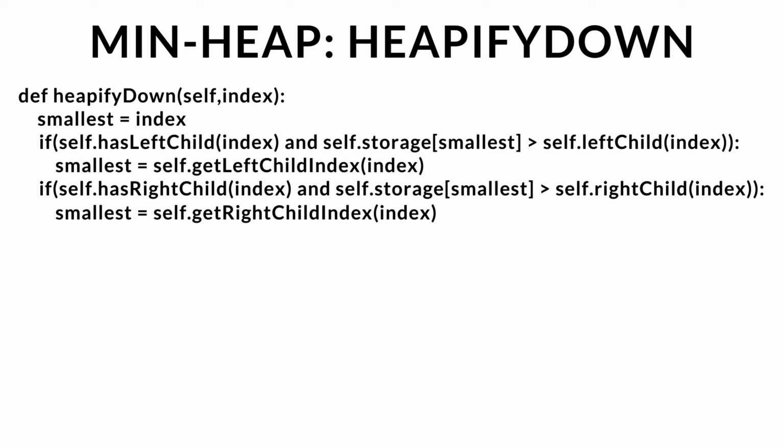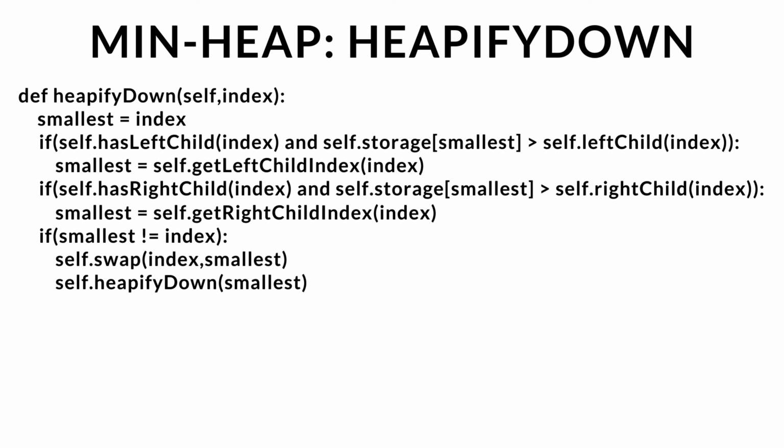Now that we know who the smallest is, we now check to see if the smallest is not equal to index. And remember, index being the current node that we're at. So if this is true, this basically means that either the left or right child is smaller than the node we're currently at. So we can go ahead and swap between the two indices to maintain our heap property. From here, all that's left to do is continue going down our tree. So we go ahead and recursively call our HeapifyDown method, passing in the smallest index. So if this if statement doesn't execute, that means that there are no children smaller than the node we're currently at, so we're done heapifying.